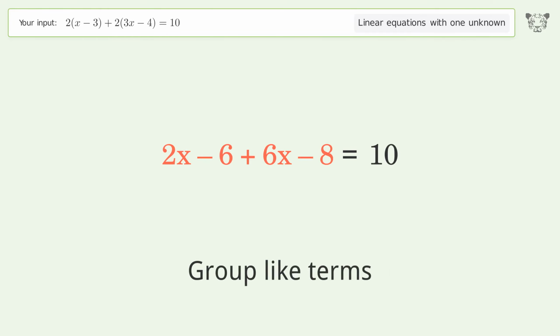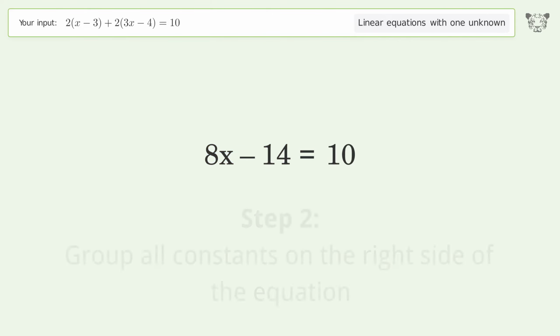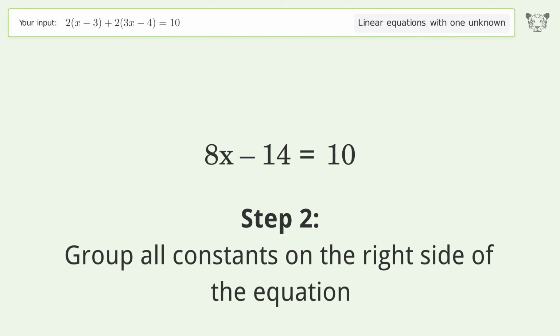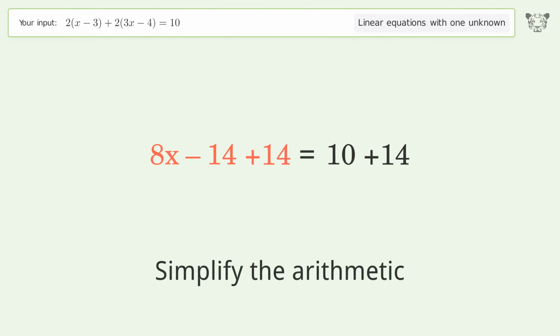Group like terms. Simplify the arithmetic. Group all constants on the right side of the equation. Add 14 to both sides. Simplify the arithmetic.